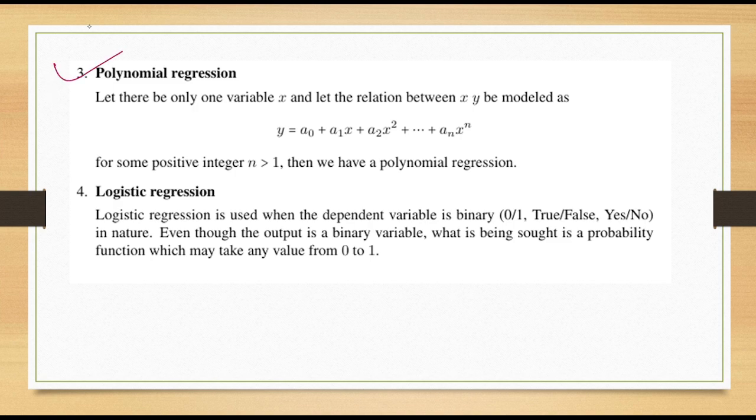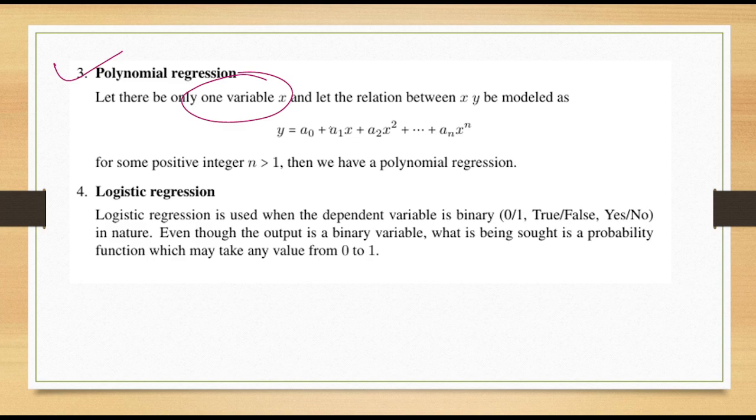In the case of polynomial regression, we have only one variable x, and let the relation be modeled as y equal to alpha naught plus alpha 1 x plus alpha 2 x square plus dot dot alpha n x^n. So here we have terms in powers of x.